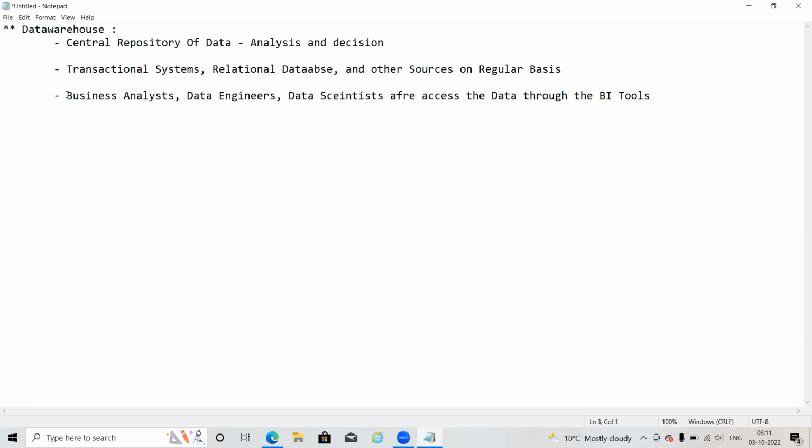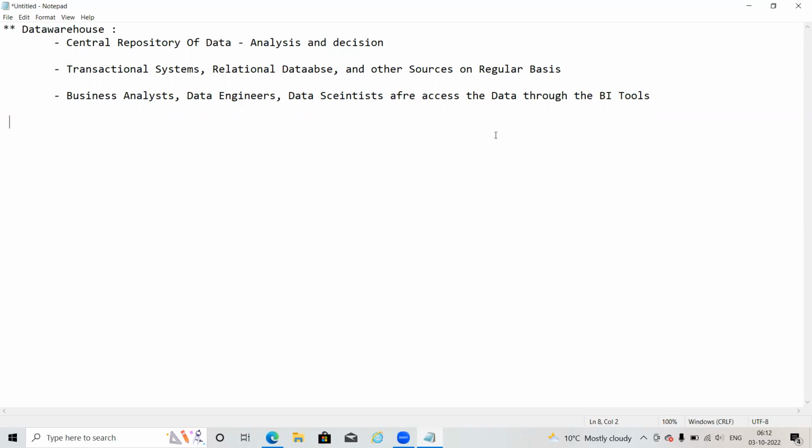So on top of this data, these business analysts or data engineers or data scientists can access the data, and then they can provide the solutions through business intelligence tools or SQL queries. Business intelligence tools are nothing but many tools like reporting tools. Through the reporting tools, they can deliver the data to end users or stakeholders. From there, they will access the business data and analyze whatever they want. So this is a very basic definition of the data warehouse.